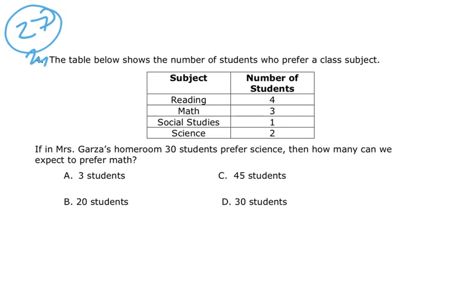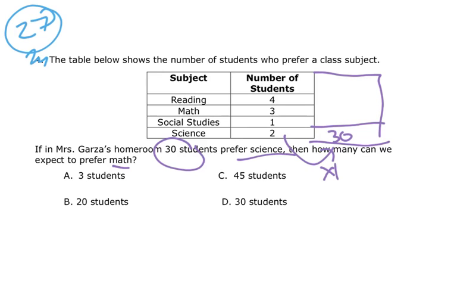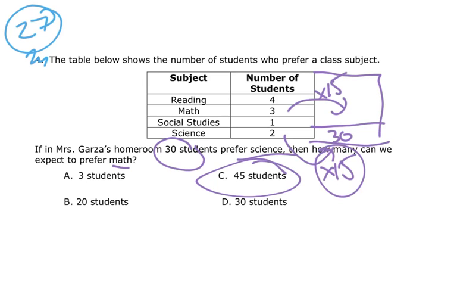The table below shows the number of students who prefer a class subject. If Ms. Garza's homeroom has 30 students who prefer science, how many can we expect to prefer math? So we are saying that in Ms. Garza's homeroom, 30 students like science. Well, that is a 2 times 15 is your scale factor. So math, 3 times 15 is 45.